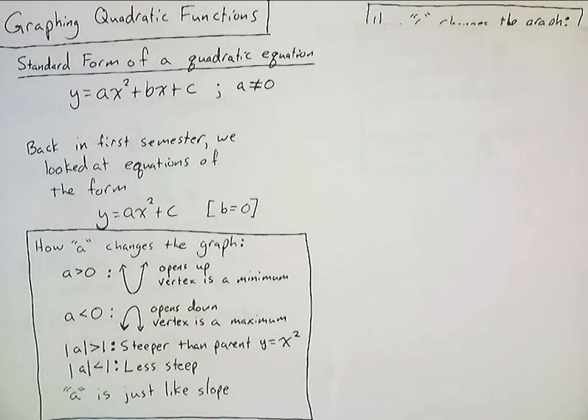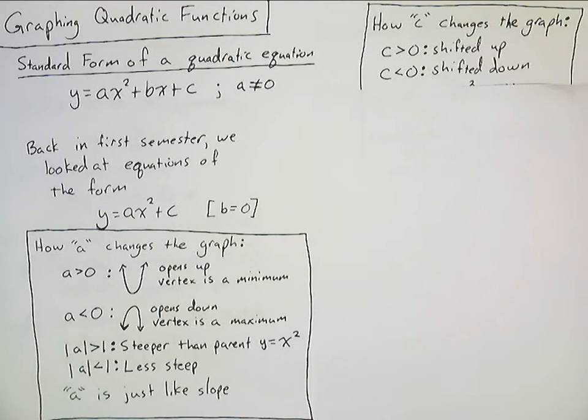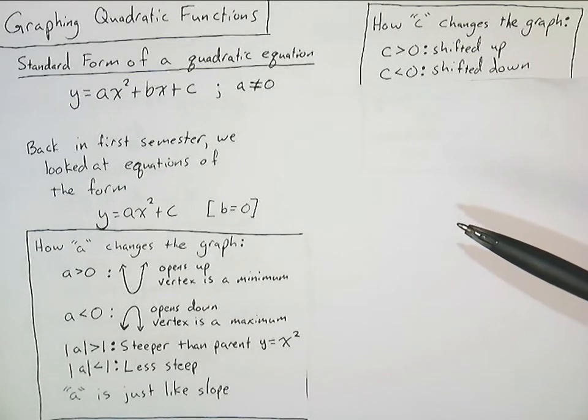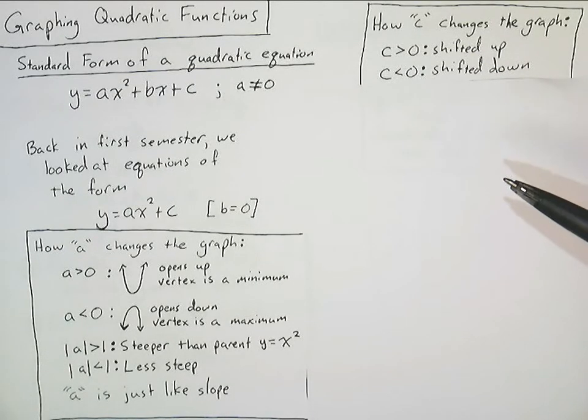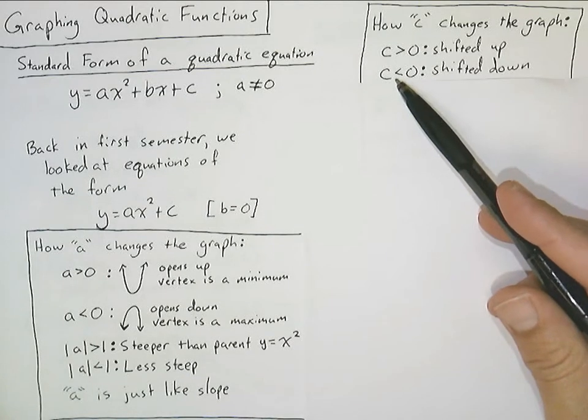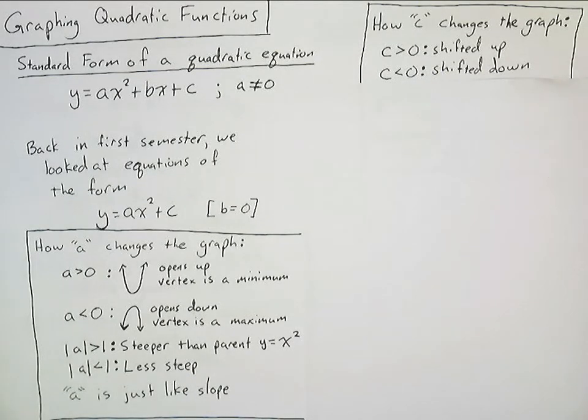For c, what we saw was if c was bigger than 0, then the parabola was shifted up. Because the parent function y equals x squared had its vertex at the origin, if we add on a positive number, then that just shifts the parabola vertically up above the x-axis. Or if c is less than 0, that's a downward shift. Actually, it's called a translation if we're looking at it as a transformation of points.